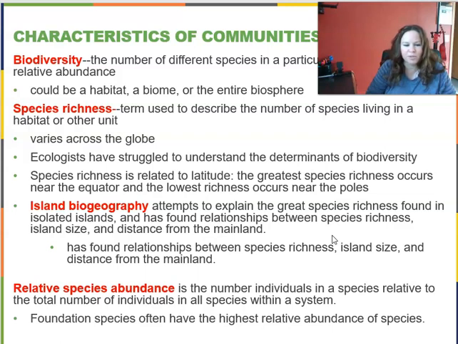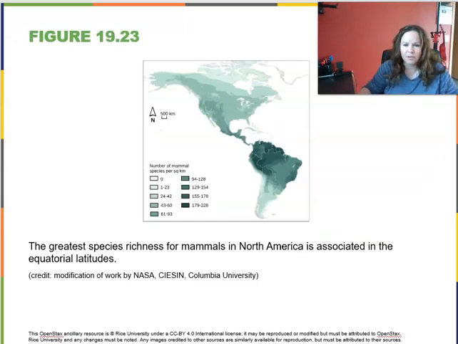So the relative species abundance is the number of individuals in a species relative to the total number of individuals in all species within a system. And the foundation species often have the highest relative abundance of all the species in an area or in a unit. So here's that picture I promised you showing species richness and how it's related to latitude.